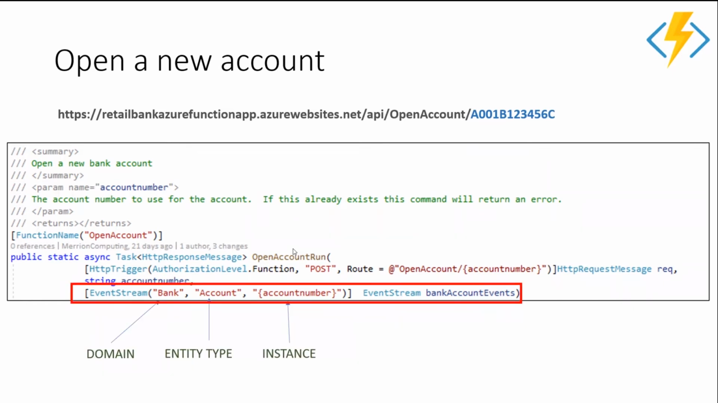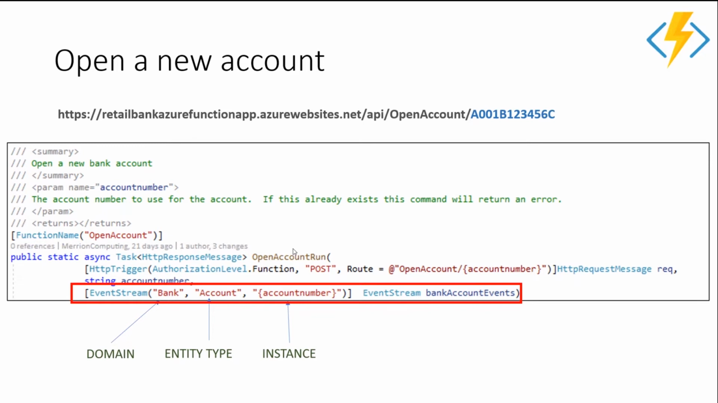So we have the domain name, the entity type, and the instance. These can be seen as basically the unique key of every event stream. So in my example here, the domain is bank or banking. The entity type is account, and that really is quite a high level entity type.